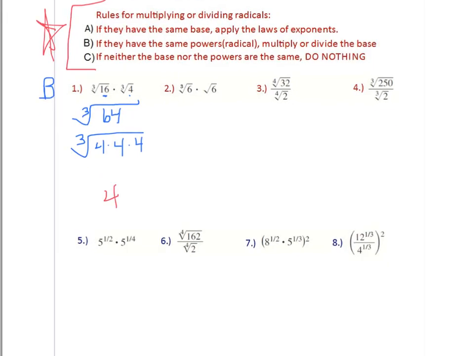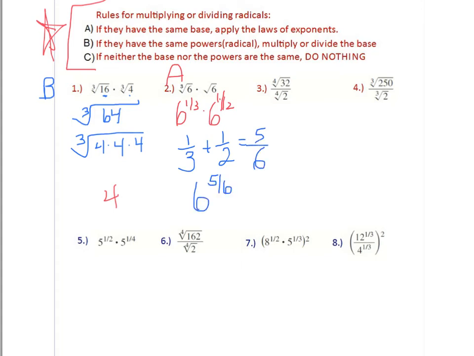The same bases, so that's an A situation. To apply the laws of exponents, we have to first change the radicals so they're exponents. And the law of exponents, when you have the same bases and you're multiplying, means we're going to add our exponents. So 1/3 plus 1/2 is 5/6. If you need help adding fractions, make sure to see me at lunch. Common denominators.